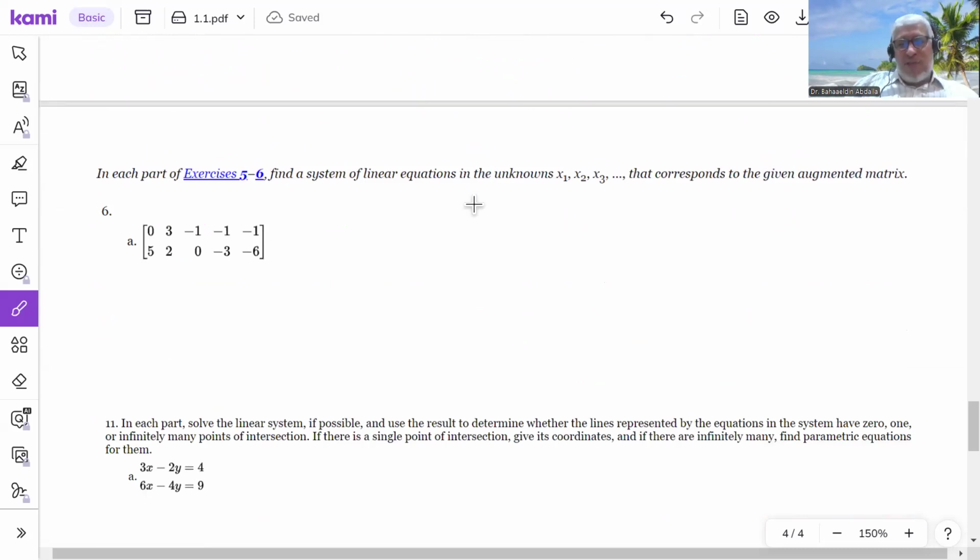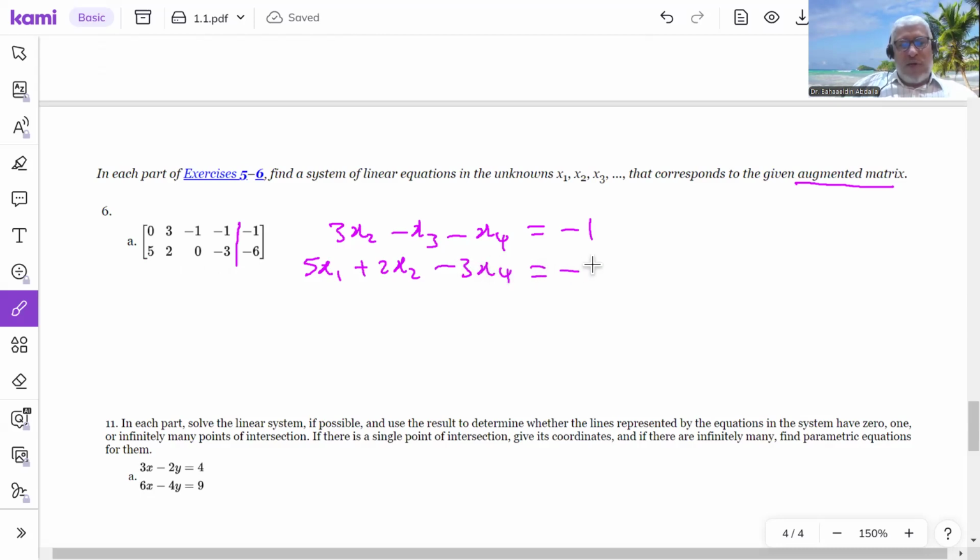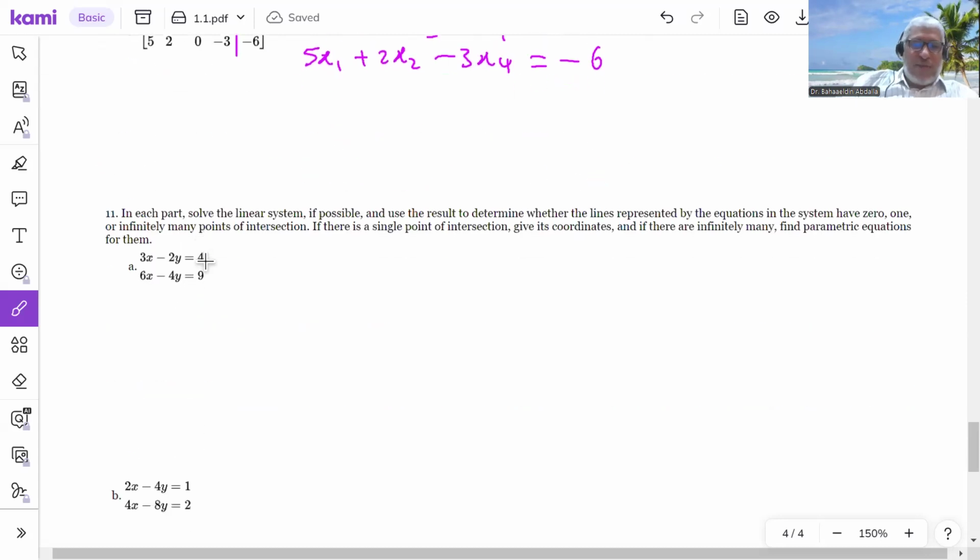Find the system of linear equations in the unknowns. So this is an augmented matrix. There is a line here, and we can write the first equation. X1 has coefficient 0, so 3x2 minus x3 minus x4 equals negative 1. And 5x1 plus 2x2, x3 has coefficient 0, minus 3x4 is negative 6. So this is the system of linear equations that corresponds to this augmented matrix.